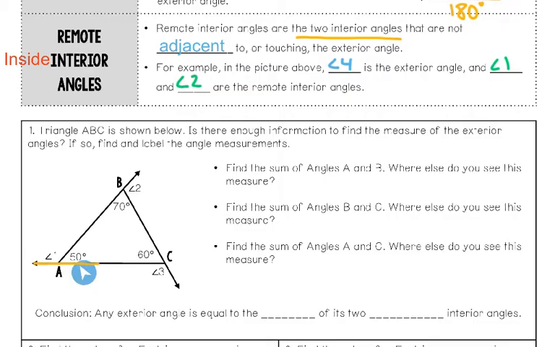Angle 1 and this 50-degree angle are on a straight line. And the relationship between two angles on a straight line is that they will always add up to be this number, 180 degrees, which means angle 1 is 130.